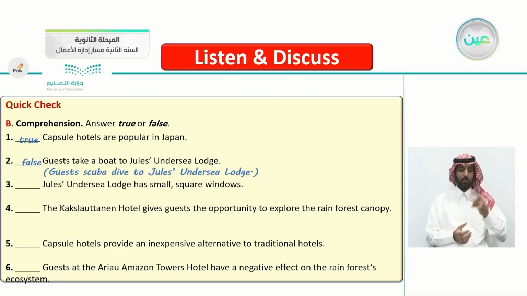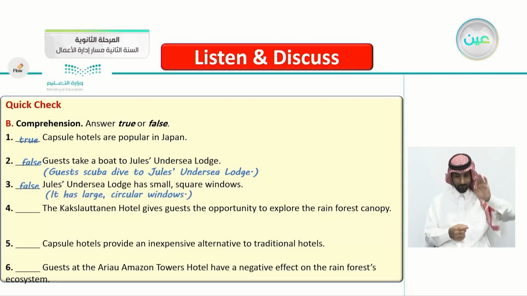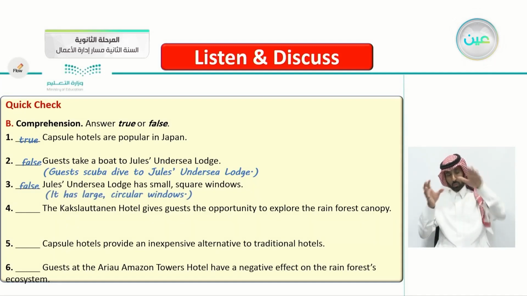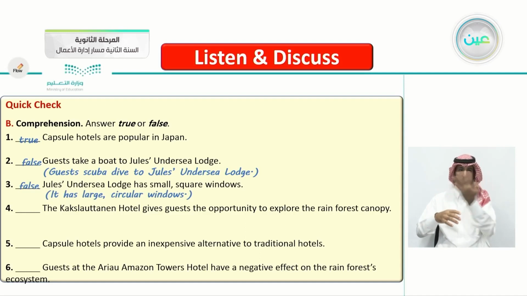Number 3, Jules Undersea Lodge has small square windows. This is false. It has large circular windows. They're not square, they're circular, and they're not small, they are large.